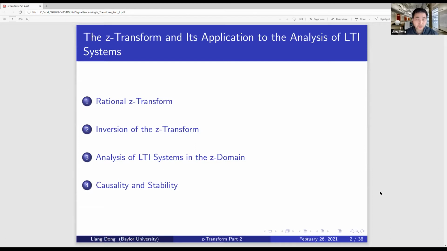Inversion of the Z-transform is the inverse Z-transform from the Z domain back to the time domain. Once I do all these calculations in the Z domain, which is supposedly easier than working everything in the time domain, then you get a final result. I want to invert that back to the time domain and get the time domain signal. Usually that's the impulse response h[n], which defines the system. And then we use that to analyze the LTI system in the Z domain. And then we look at some of the properties, for example, the causality and the stability, using the Z domain picture.